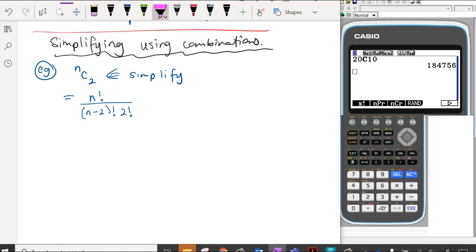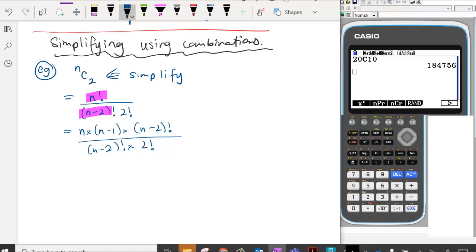Now, what we should be able to realize is n factorial and (n take 2) factorial should simplify down. So we should be able to look at this n factorial as n multiplied by (n take 1) multiplied by (n take 2) factorial, meaning that will continue on over (n take 2) factorial and 2 factorial. Now, these two are common. This (n take 2) factorial and (n take 2) factorial are common. 2 factorial is simply equal to 2, so we can simplify that to n(n take 1) over 2.